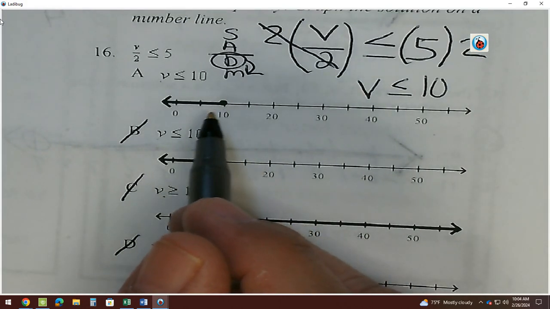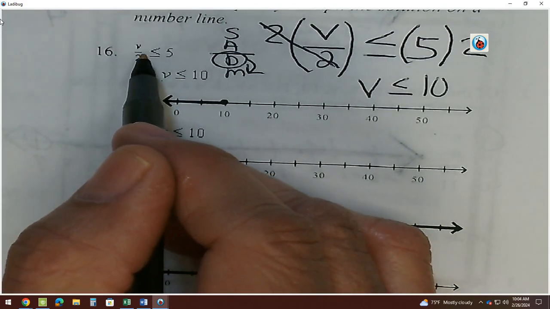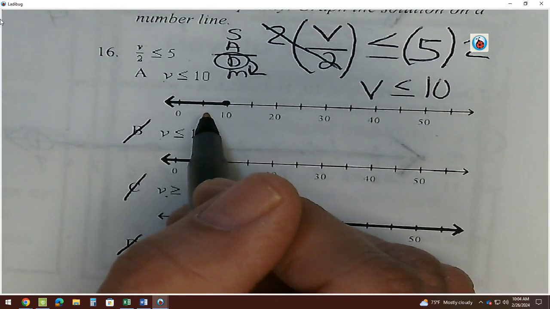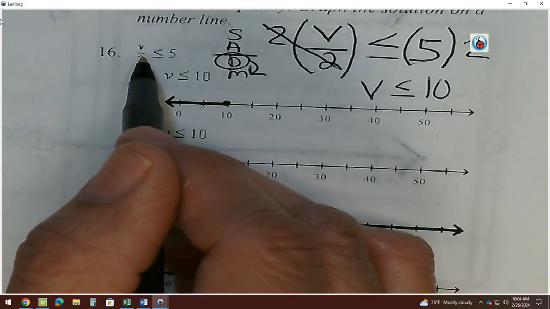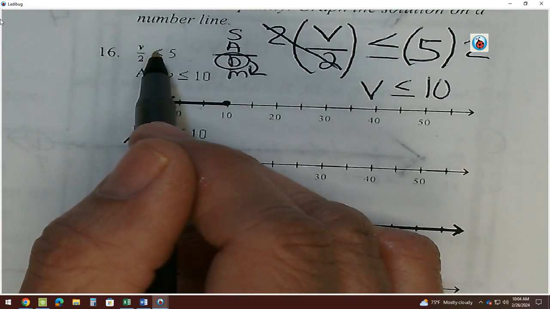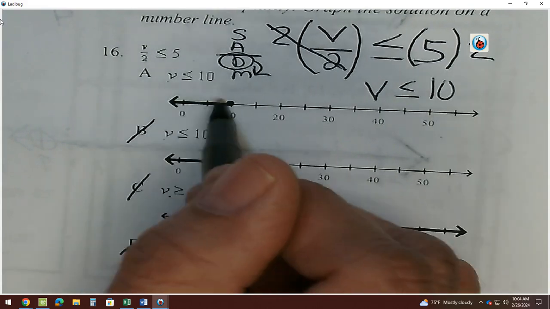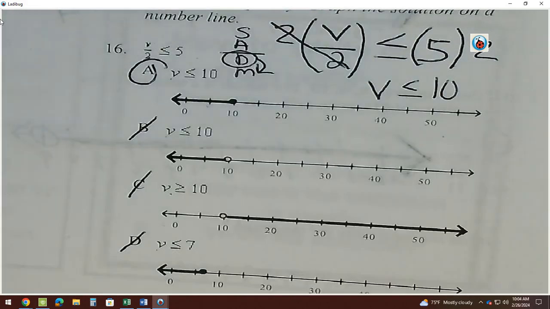What's the first possible answer here? 10. Let's go test it. Is 10 divided by 2 5? Yes, and because of the equal. Let's test another one. Who do you think this guy would be? 5. 5 divided by 2 would be 2.5, just so you know. And 2.5 is less than 5. So yes, it's supposed to be shaded this way. And that's the answer. A. Questions? No. Okay.